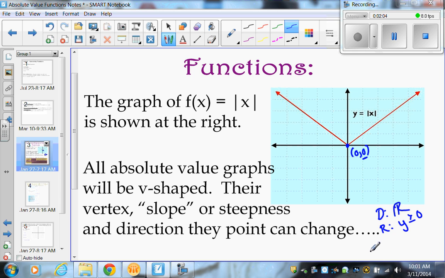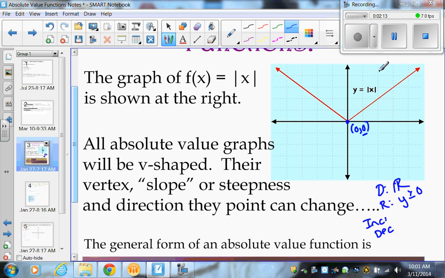If we talk about our intervals of increase and decrease, we can see that if we read the graph left to right, it goes down first. So that's everything to the left of your vertex. Decrease would be from negative infinity to the x coordinate of your vertex, which in this case is 0. Increase is everything to the right of the vertex. So that starts at the x coordinate of the vertex, which is 0, and goes towards infinity.